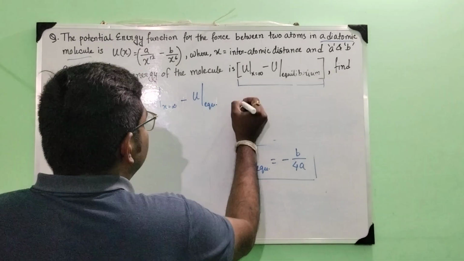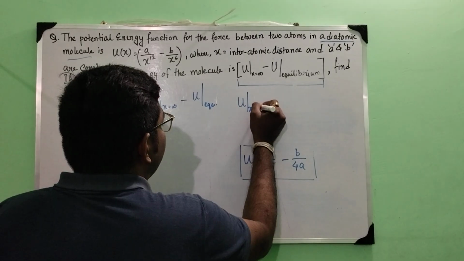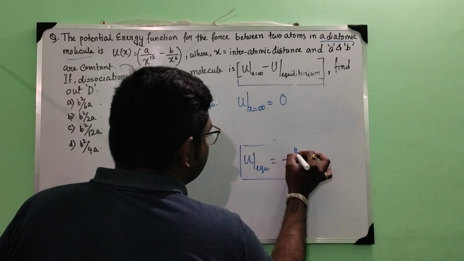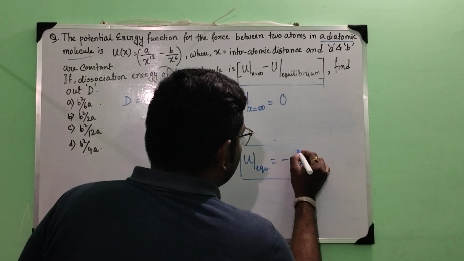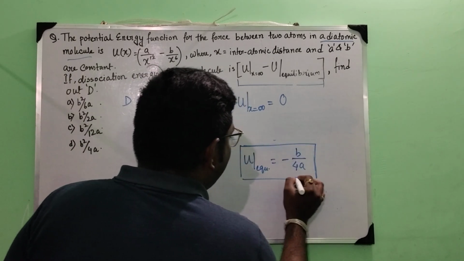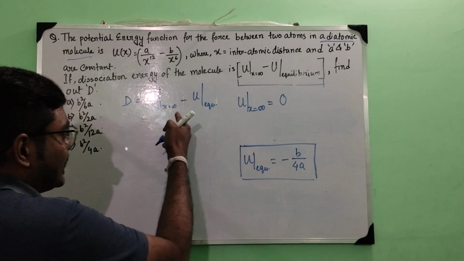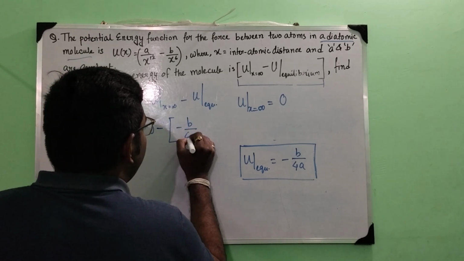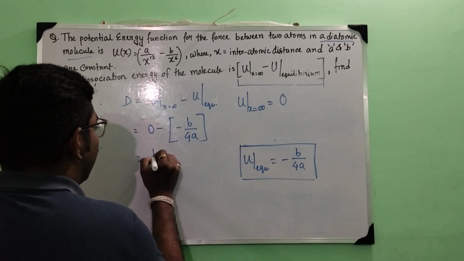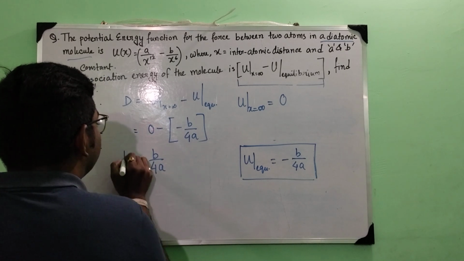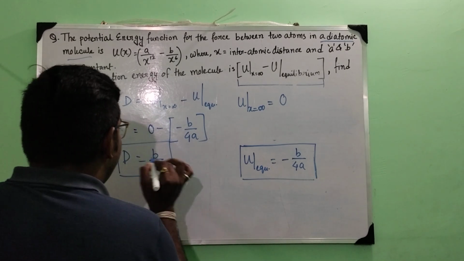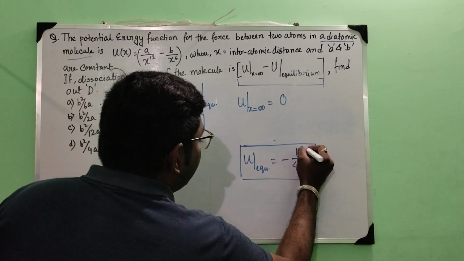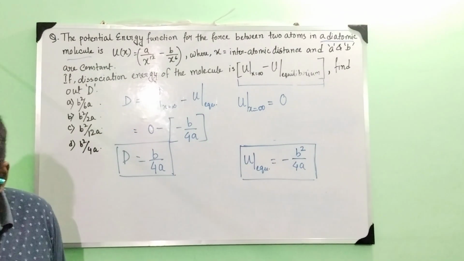Now we know u at x equals infinity is 0, and u at equilibrium is minus b by 4a. We put these two values here: 0 minus of minus b by 4a, so the answer will be b by 4a. So the dissociation energy is equal to b by 4a. Sorry, here actually b square will be there. One mistake we have done.